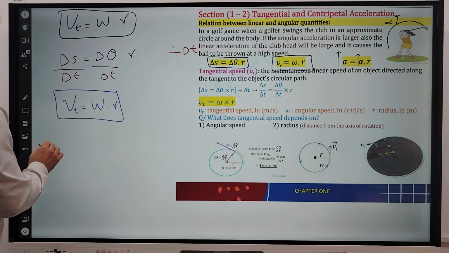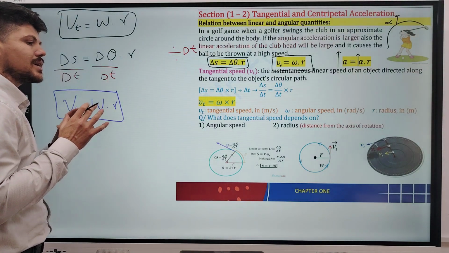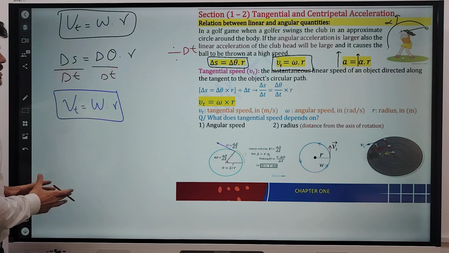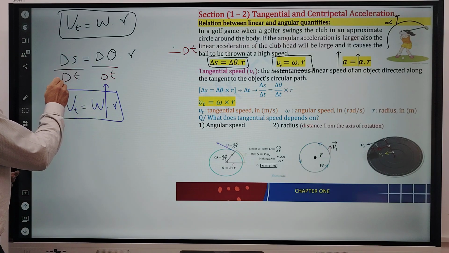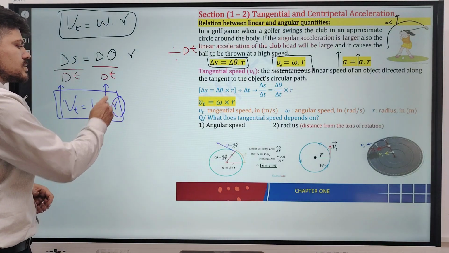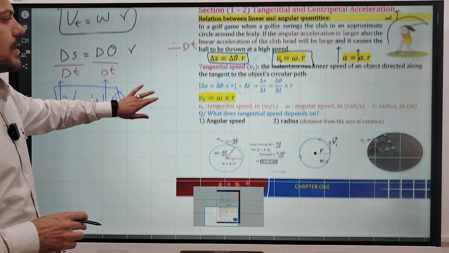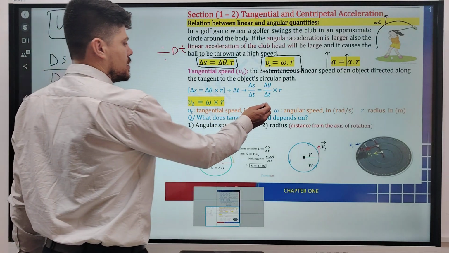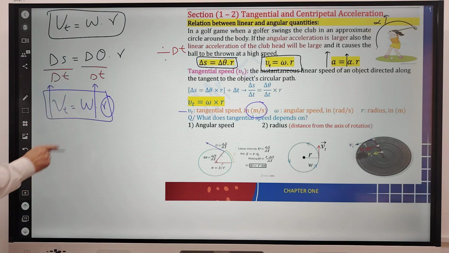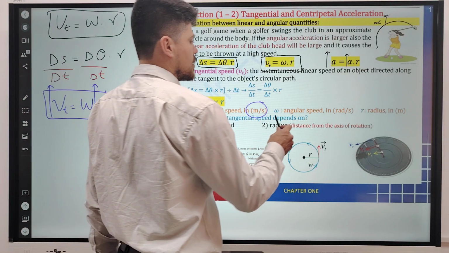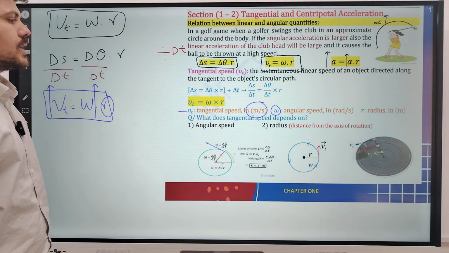So the relation between the tangential speed, which is a linear quantity, and the angular speed, which is an angular quantity, is directly proportional. What do you mean by directly proportional? It means that when the angular speed increases, the tangential speed also increases, at constant distance from the axis of rotation or the radius of the circular path. And v is the tangential speed measured in what? Meter per second. Why? Because this is linear. Linear quantity is equal to the angular quantity times the distance from the axis of rotation or radius of the circular path. Omega, angular speed, is measured in rad per second. R is the radius of the circular path.